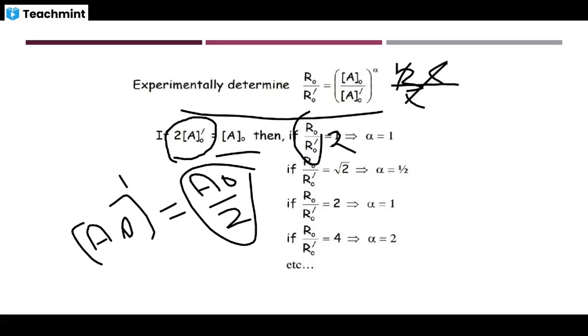Substitute A naught equal to 2 A dash. The 2 cancels out, you get 2, which means alpha equals 1. If you get root 2 as the ratio of the rates, it means alpha is half. If you get the ratio equal to 2, then it is first order.